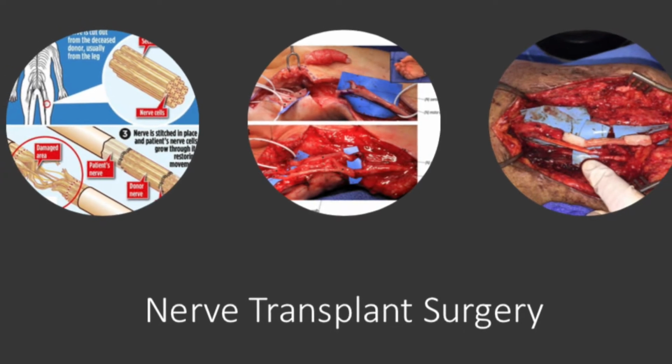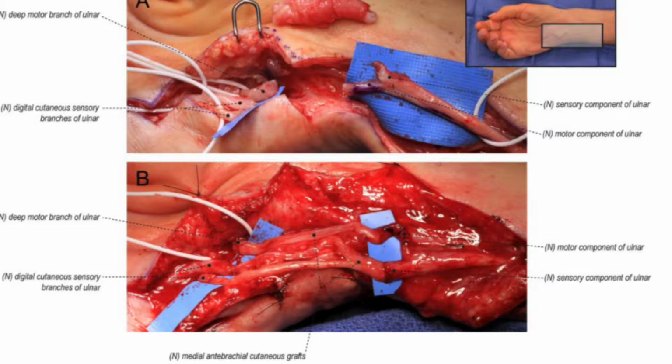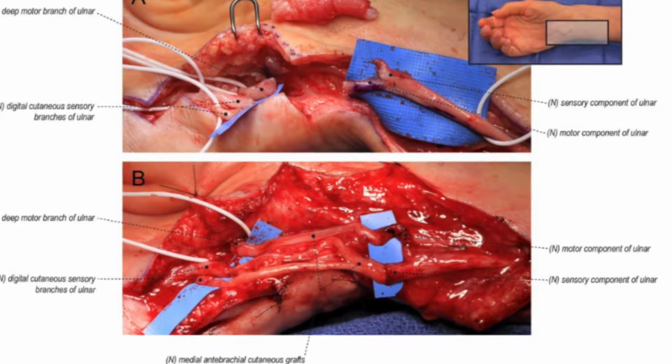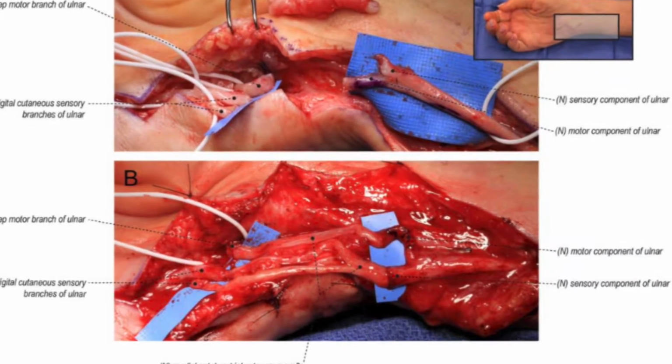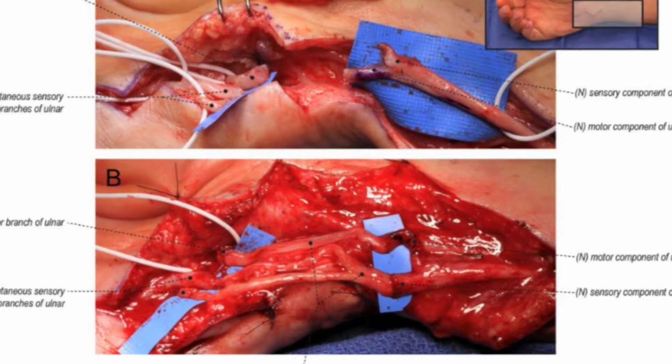Next, we will look at an example of an autograft nerve graft. We see in the first photo that surgeons have removed what they consider the damaged portion of the nerve. They then replaced it with the medial antebrachial nerve graft.